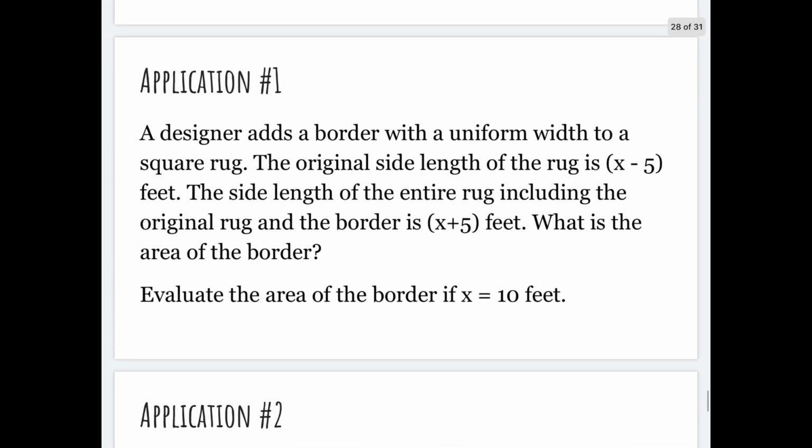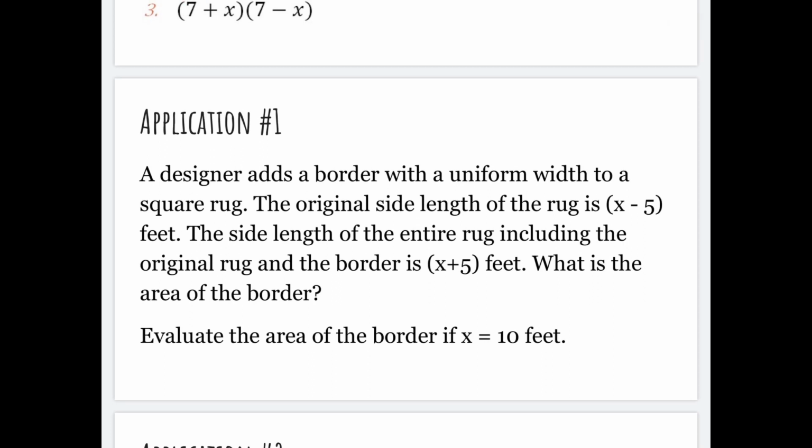Application problem number 1 states that a designer adds a border with a uniform width to a square rug. The original side length of the rug is x minus 5 feet. The side length of the entire rug, including the original rug and the border, is x plus 5 feet. What is the area of the border? Then evaluate the area of the border if x equals 10 feet.